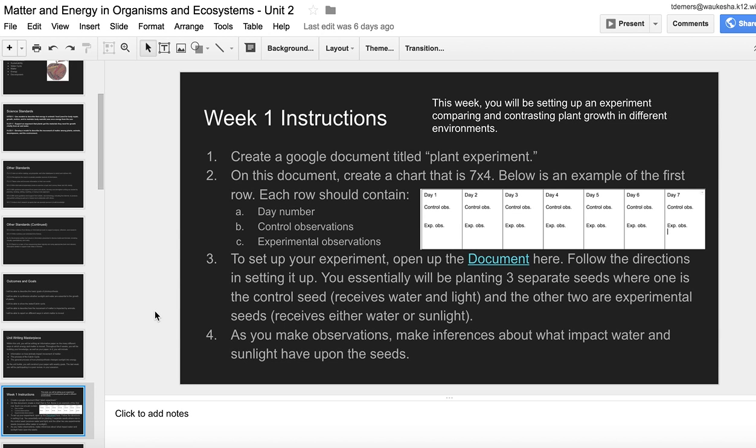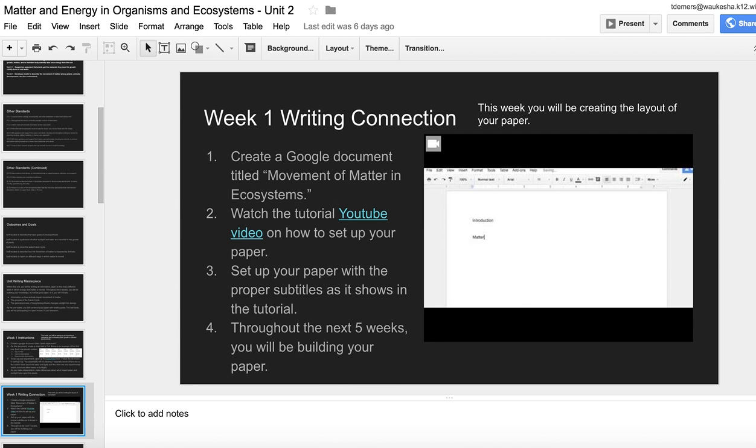Make sure that as your plant grows, you also take measurements of that plant. And you can do that in centimeters. You can do that in inches, you can do that in feet, depending on what is appropriate for your plant.